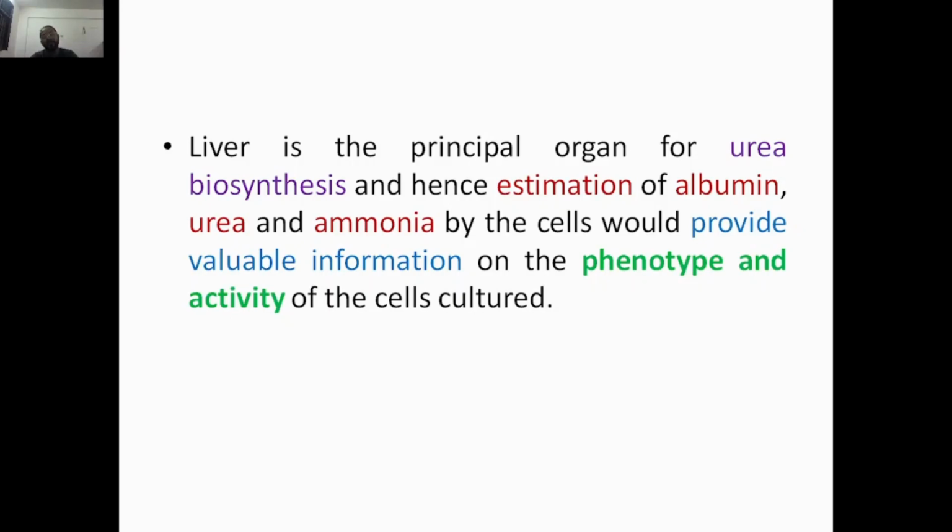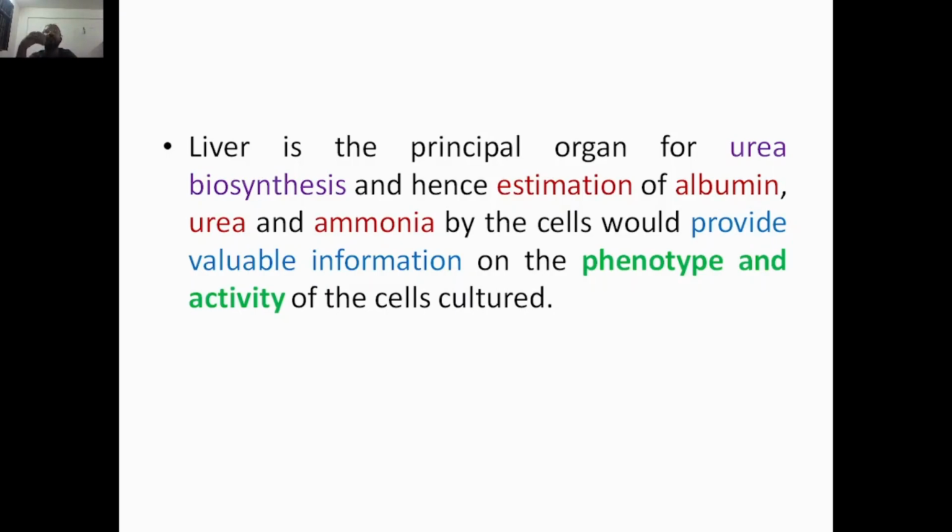In order to check their function, we cannot directly take the liver and check it. An indirect approach is always a better option. We know the liver is the principal organ for urea biosynthesis. That means if the liver is functioning properly, urea biosynthesis will be there. Also you can estimate albumin, urea and ammonia. These three things you can use as an indirect approach. If albumin, urea and ammonia are measured before and after the introduction of the cells, and there is any difference, then we can say that the cells are functioning.